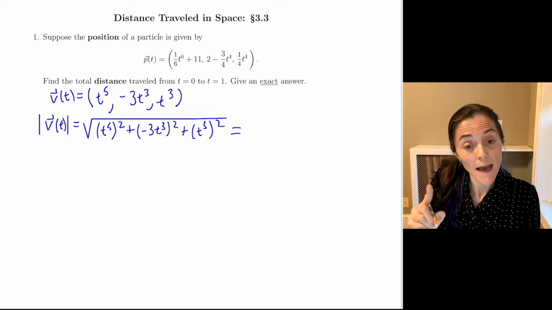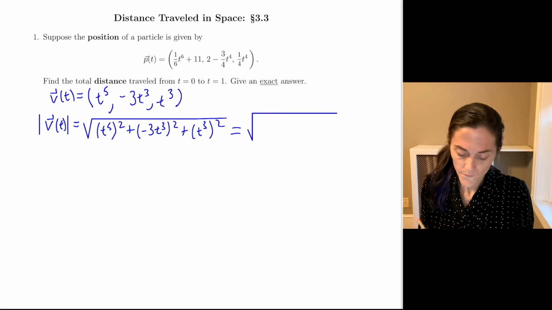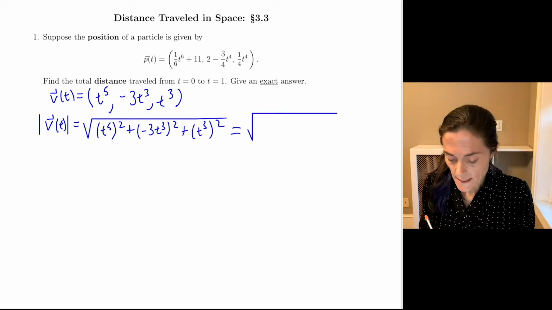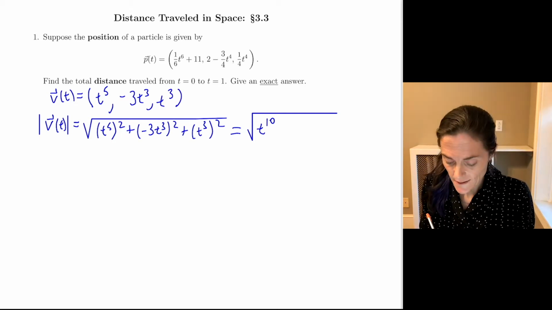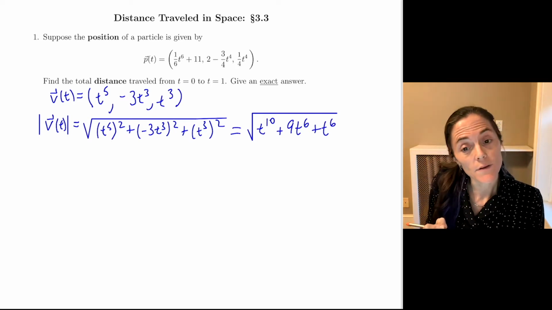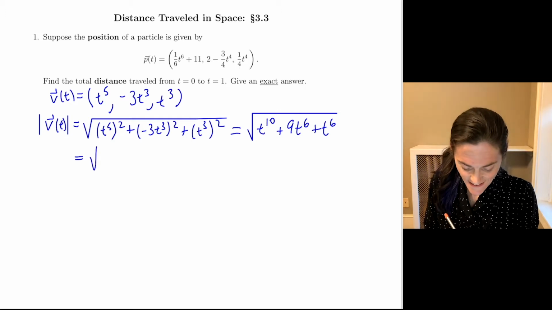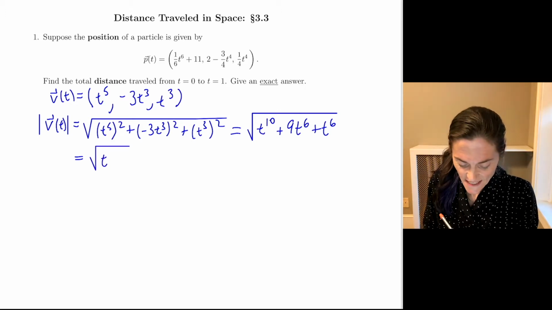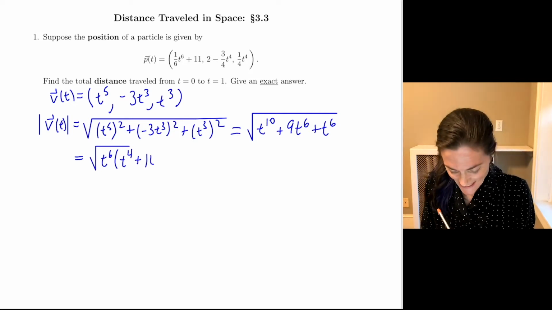Well, you notice we have power to a power. Power to a power, we multiply. So here we have t to the 10th power, and then we have a 9 t to the 6th power plus t to the 6th power. What can we factor out of every single term? Well, I can factor out t to the 6th, t to the 6th, and then we have times t to the 4th, and then plus 9 plus 1, which is plus 10.